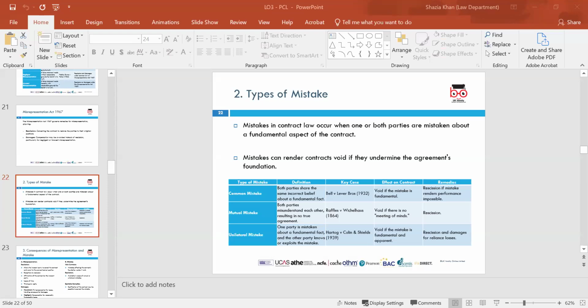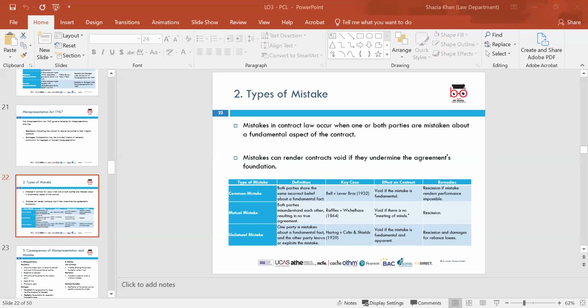Then you've got mutual mistake, which occurs when parties to a contract are mistaken about a material fact, leading to a misunderstanding about the terms of the agreement. This can often render the contract void, as the parties were not truly having a meeting of the minds.